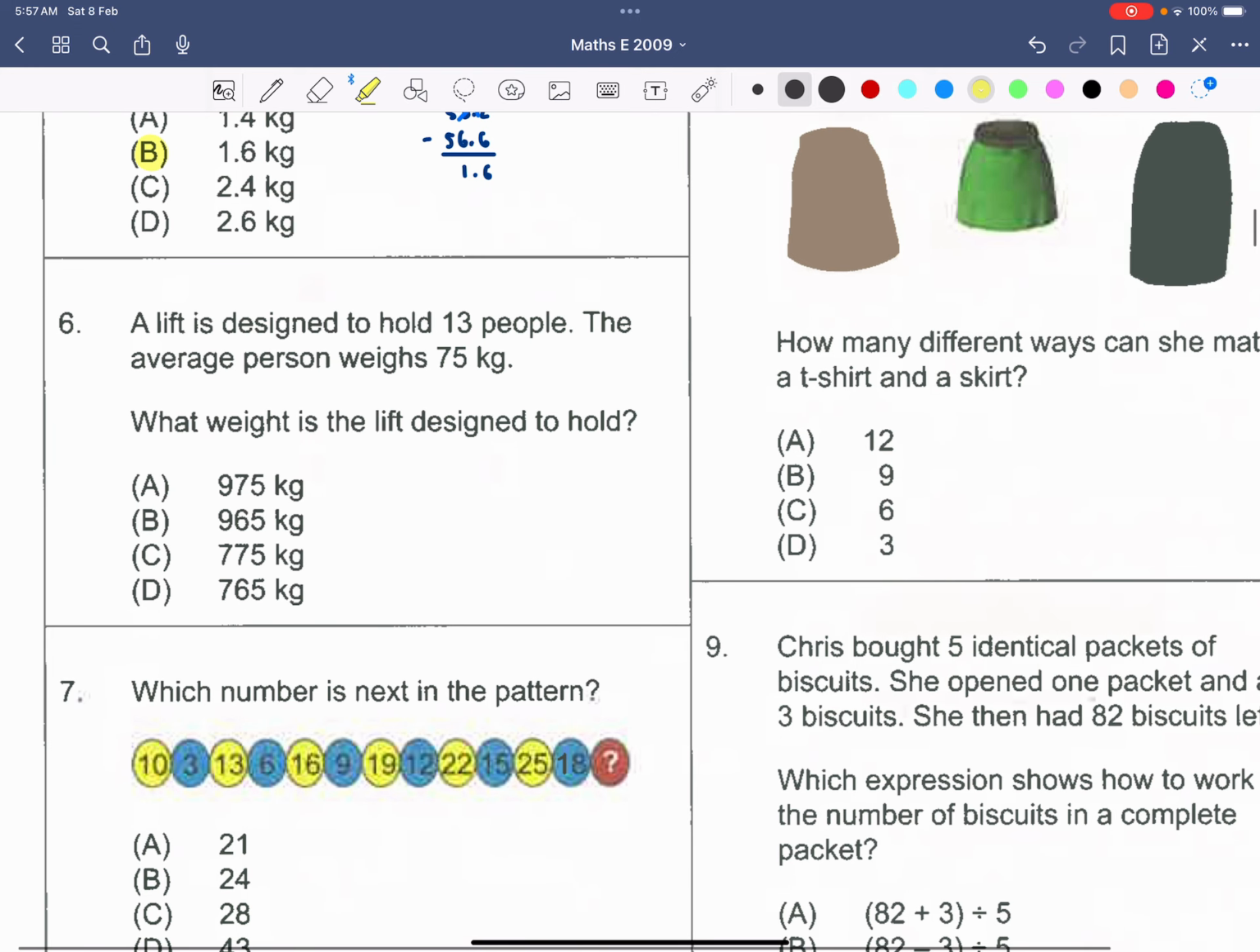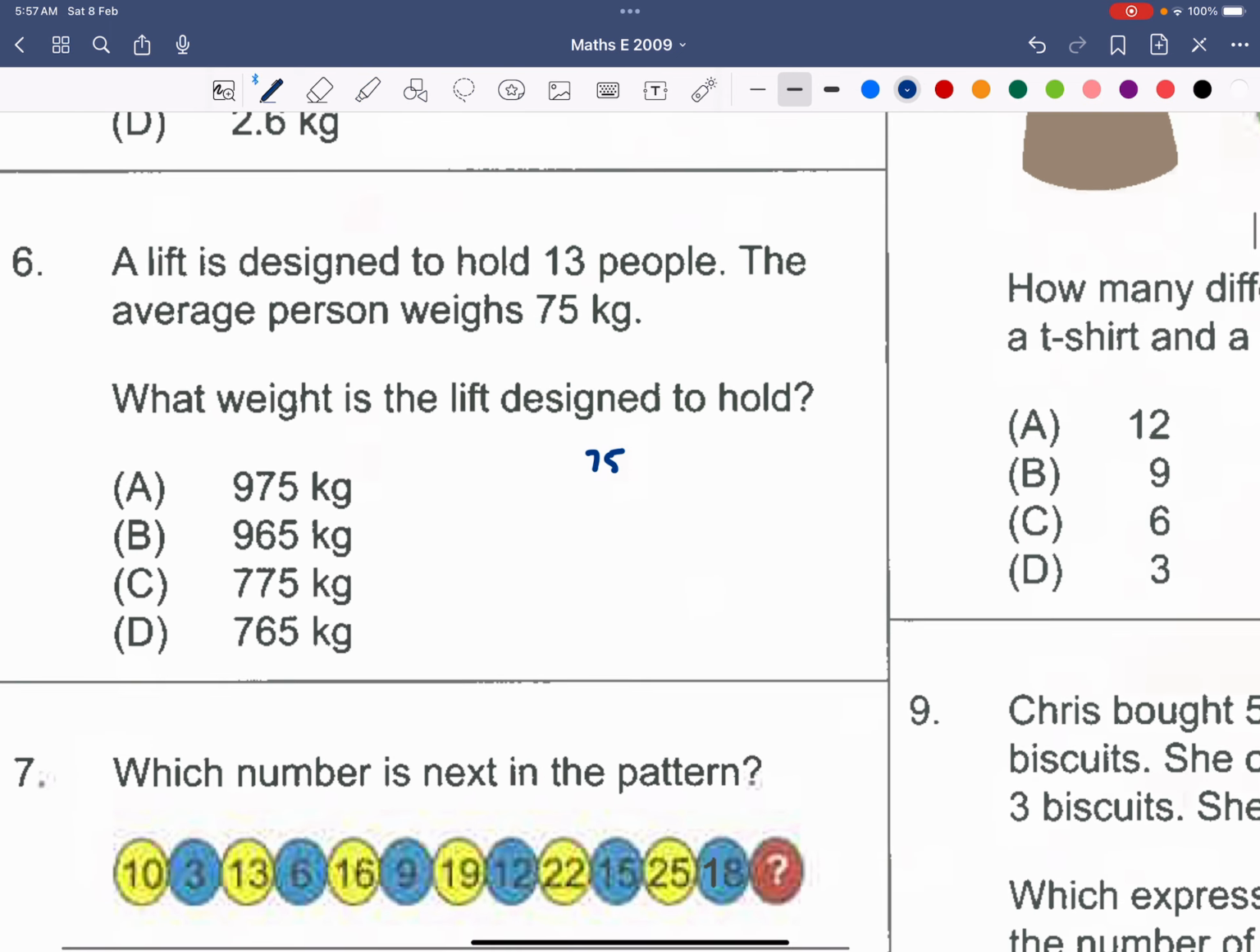A lift is designed to hold 13 people. Fine. The average person weighs 75 kilos. So what weight is the lift designed to hold? I hope everyone realizes this is a case of multiplication. So we have 75 kilos and each person weighs 13. Now you can also do 13 times 75 if you want. I just prefer to have the bigger number on the top, but it doesn't matter, okay?